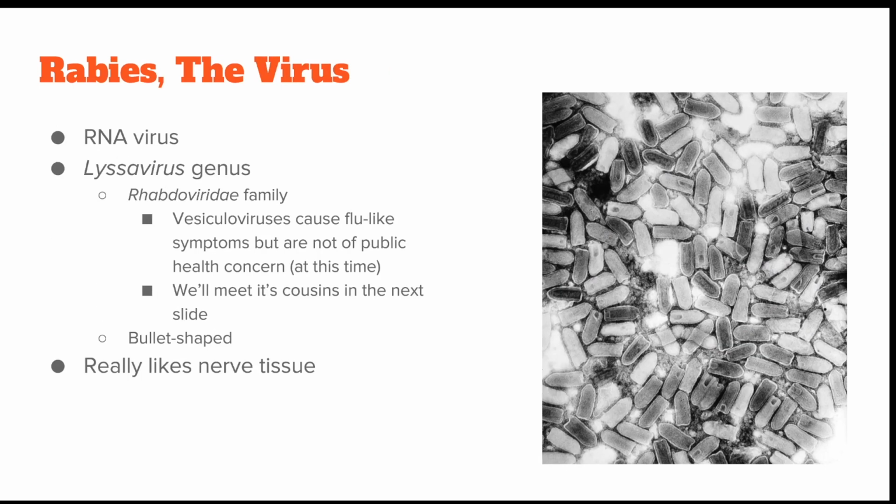The virus, it looks like a bullet. If you look at it, it really does look like a bullet. It's an RNA virus from the Lyssavirus genus, Rhabdoviridae family. Other viruses in Rhabdoviridae can also cause flu-like symptoms, but they're not a public health concern. They're not as bad as rabies. You just get kind of a flu-like illness, and it goes away.